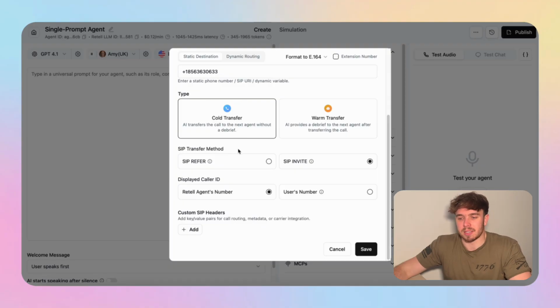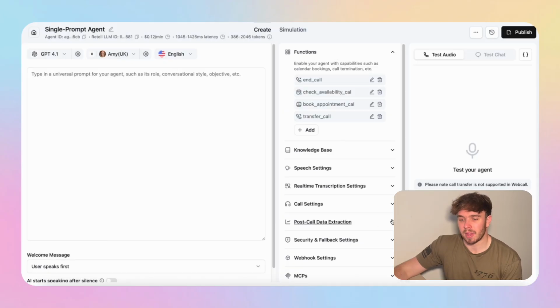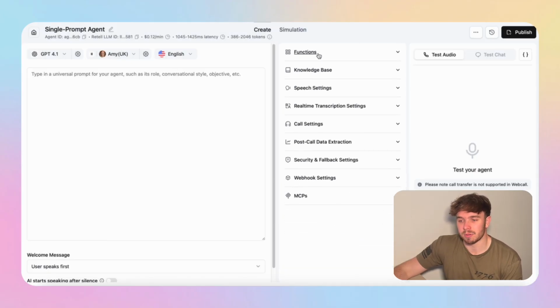So essentially all that means is that a warm transfer, the AI agent will give the human a bit of a debrief of what's going on, but for the sake of this, we'll just leave it as a cold, so it just gets put directly with the human. Then you can save that. And as far as we're concerned on this middle section, we are pretty much completed now. So we're going to move over to the prompt.